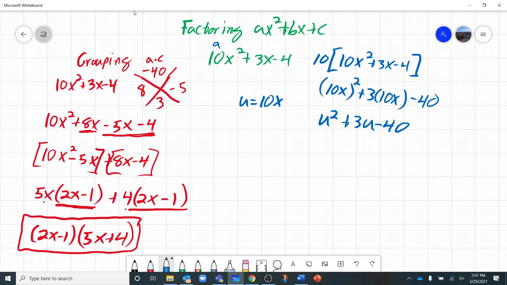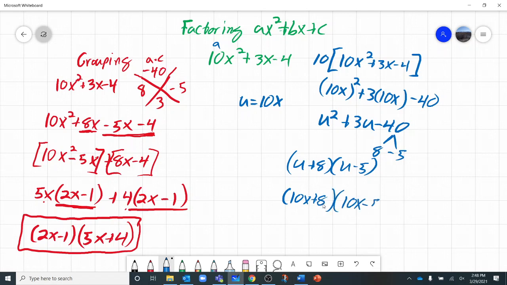And now we're going to do our factoring. We're looking for two factors of 40 that when we add them, we get 3, which we figured out for the grouping. We know that it is +8 and -5. And so we can rewrite this as u plus 8 times u minus 5. But then we need to put our 10x back in there. Figuring out where to put the 10x back in is not always the easiest. We have to put it back into both, so we're going to unsubstitute now, and we're going to take our u and replace it with the 10x. So we're going to have 10x plus 8 and 10x minus 5.